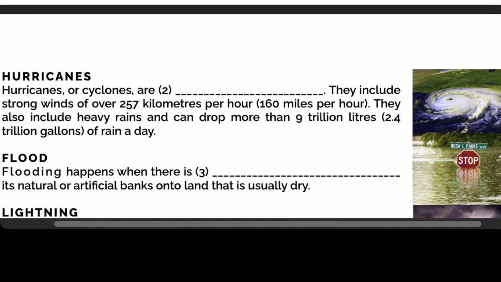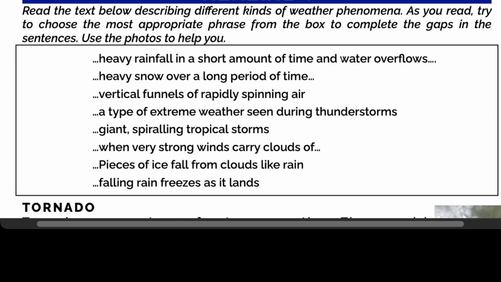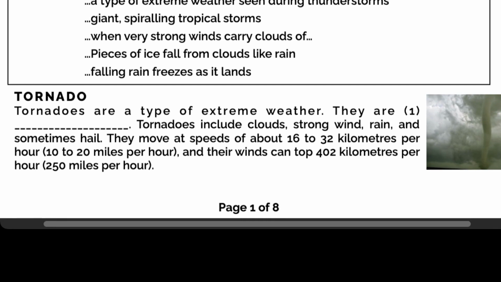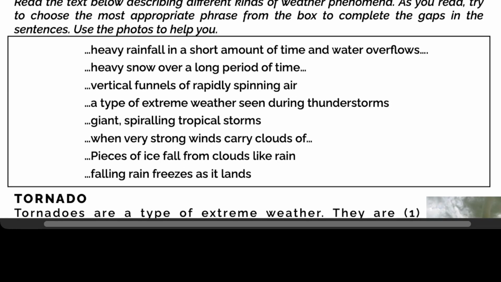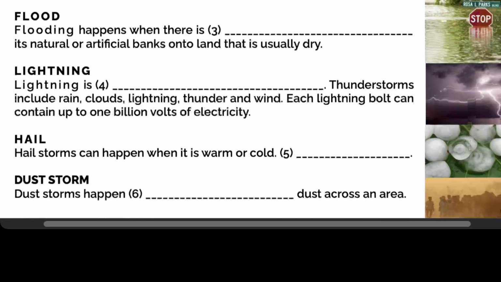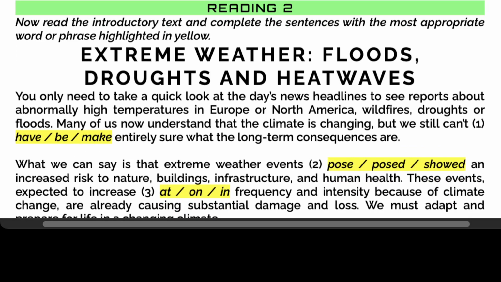But you'll need to fill in the gaps, of course, with the descriptive phrases here. So, for example, tornadoes are a type of extreme weather. They are, number 1, so they are what? They are vertical funnels of rapidly spinning air. That's right, vertical funnels of rapidly spinning air. So you get the picture, I think. And then the others, if we go down, you'll see we have dust storm, blizzard, ice storm, etc. And then there's reading 2.